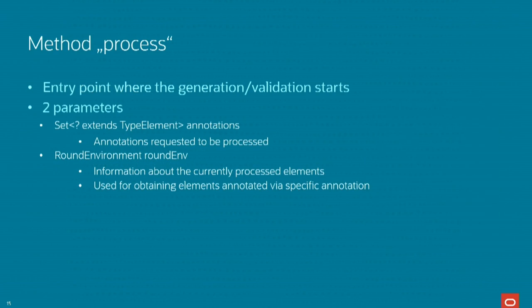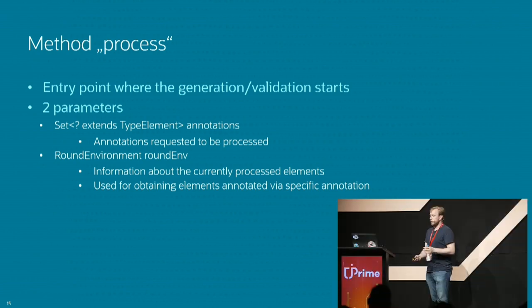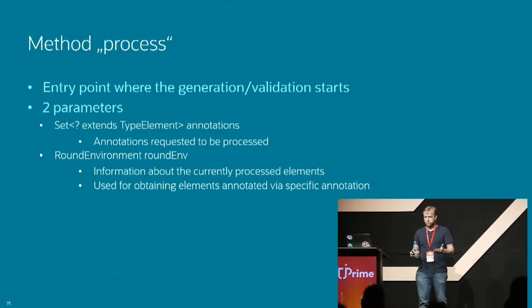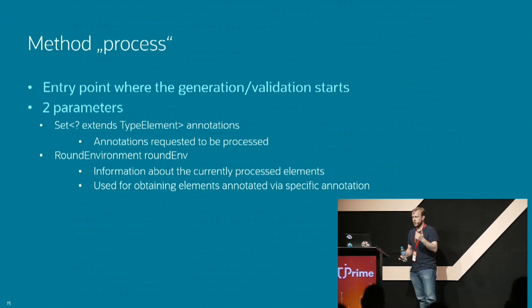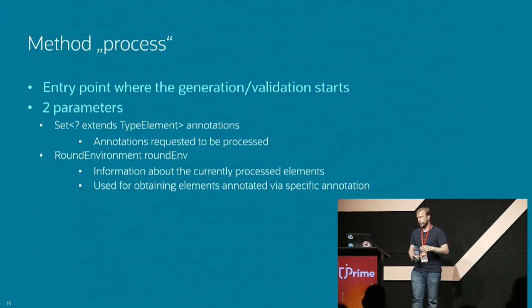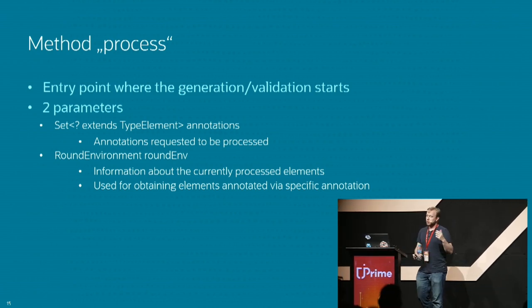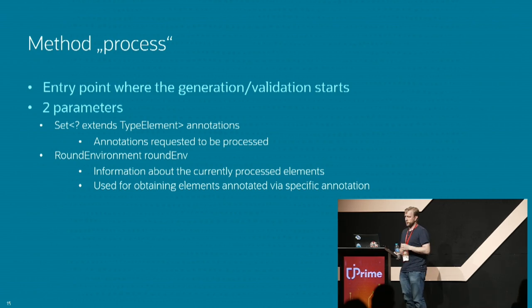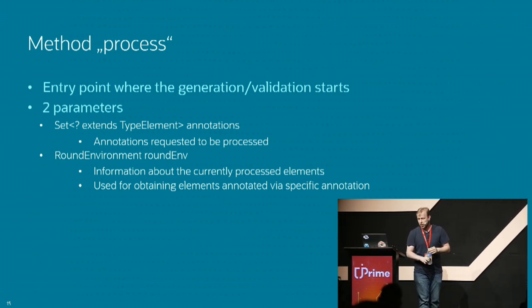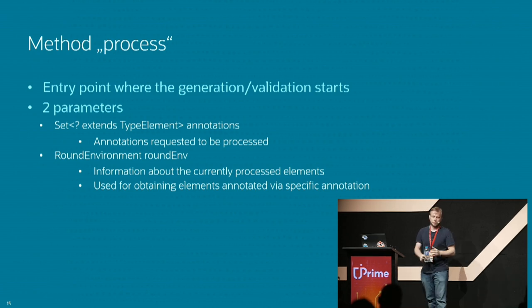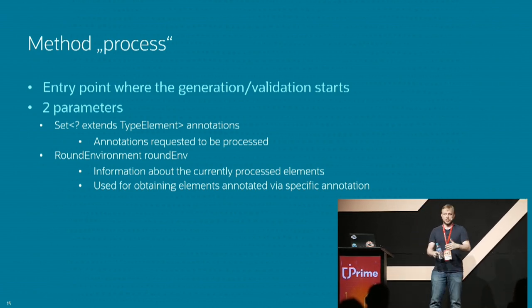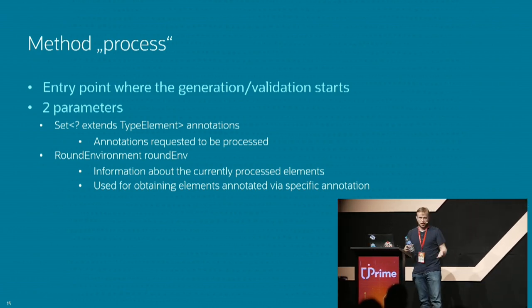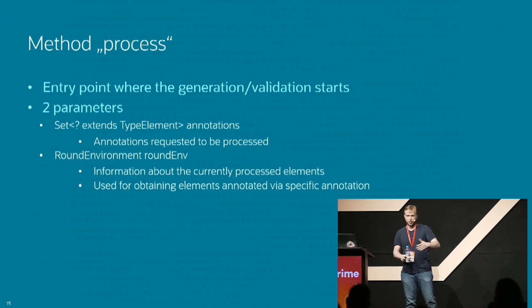Right, now let's take a look at the process method. The process method is basically the entry point to your annotation processor. It's the first thing, or nearly the first thing, because the first thing is actually the init method. We will get to that later. But it's the first method which is called when we are trying to generate something. It has two parameters. The first parameter is a set of annotations which are required to be processed by this particular processor. And the second one is the round environment. The round environment contains the found classes for this round of validation or generation.